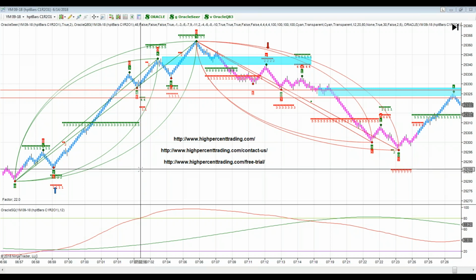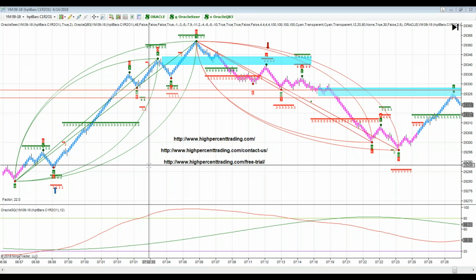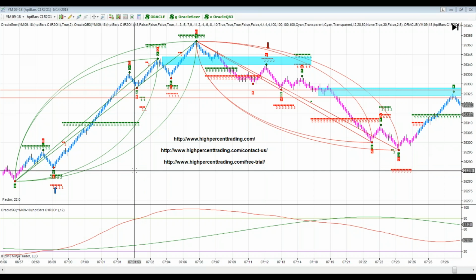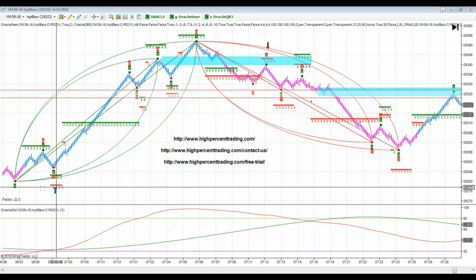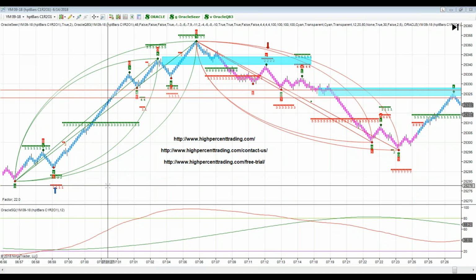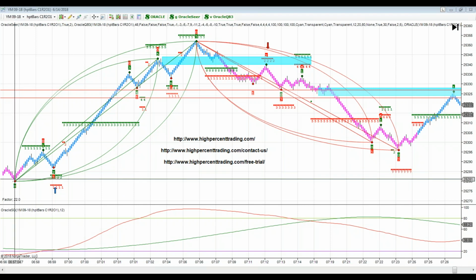The pit open, of course, starts at 9:30 a.m. Eastern Time. That's 6:30 Pacific. I'm on the West Coast, so my chart shows Pacific Time. But quite frankly, just a refresher: what we're trying to catch here, and what you should be trying to trade, is a very nice harmonic Wave 2 setup.